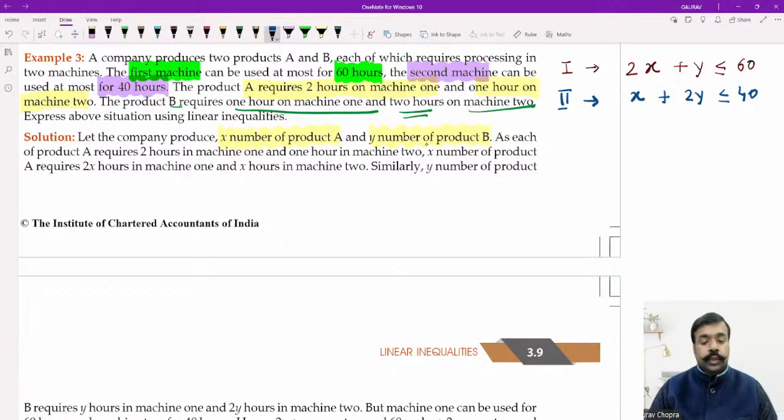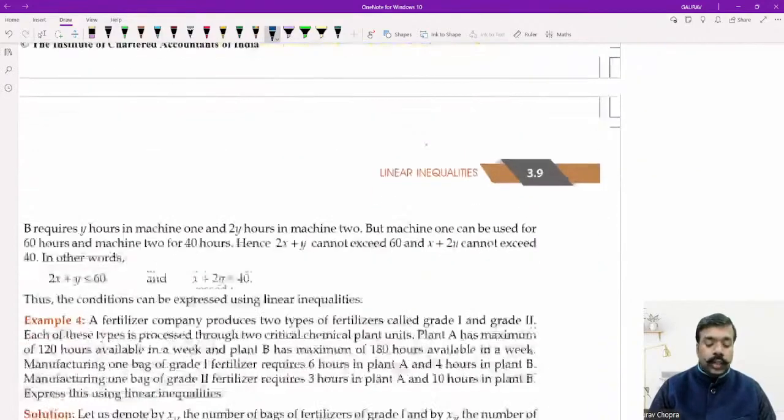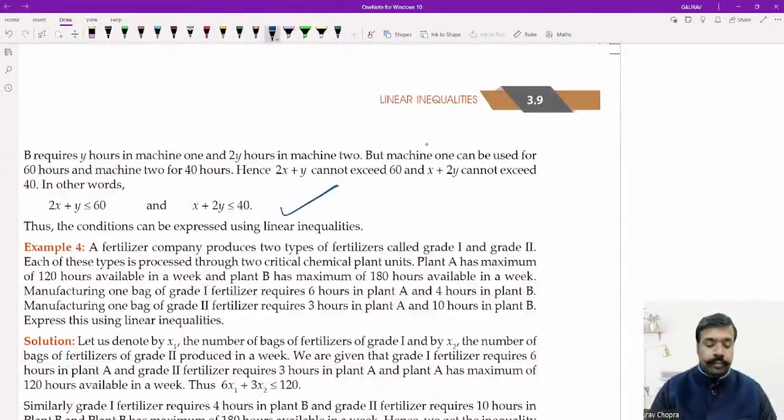ये दोनों हमारी इक्वेशन बन गई. साथ में always क्या लगाएंगे? Since this is production, x should be greater than or equal to 0 and y also should be greater than or equal to 0. So these are the non-negative constraints. Okay.